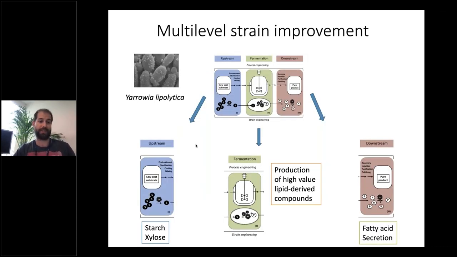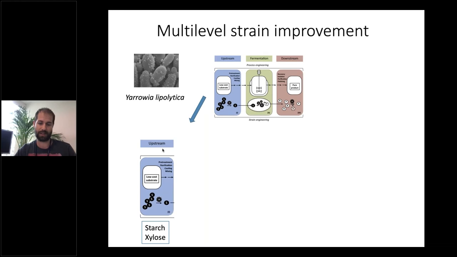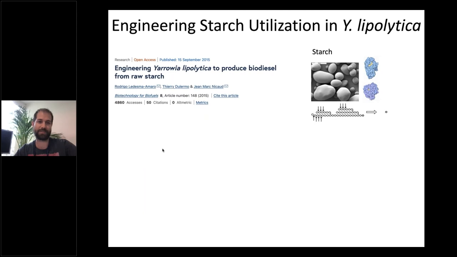And we're gonna start with the first one, the upstream process and how to expand the range of substrate that Yarrowia can use. So I should mention Yarrowia is naturally good at using different carbon sources like glycerol, glucose, or hydrophobic substrates like alkanes, or even fatty acids. But we wanted to expand this to use cheap substrates that are usually wasted in industry, like starch, which is the first example that I bring.